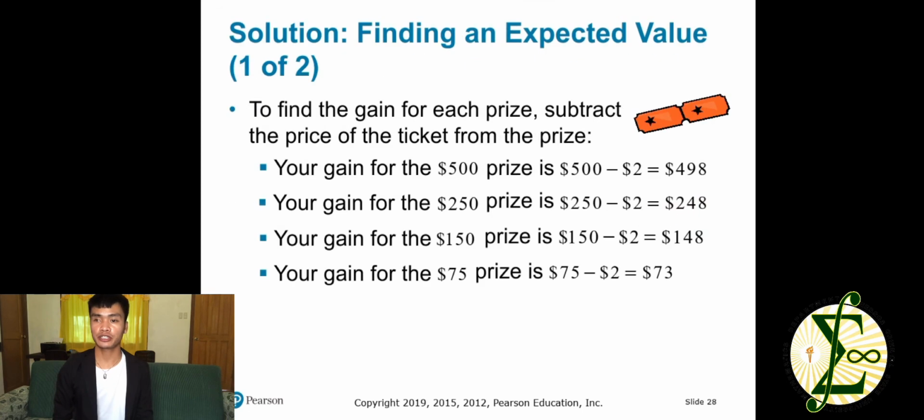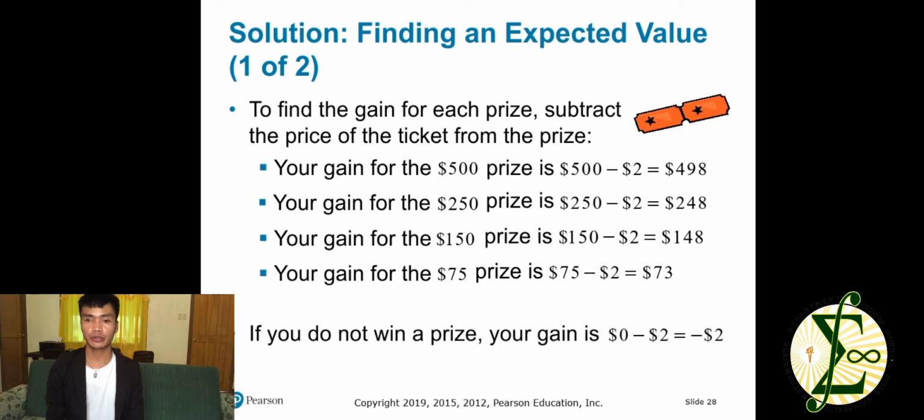To find the gain for each prize, subtract the price of the ticket from the prizes. So we have the prizes of $500, $250, $150, and $75. So each prize will be subtracted with the ticket price. So your gain for the $500 prize is $500 minus $2, which is equal to $498. $250 minus $2 is equal to $248. $150 minus $2 is $148. Then $75 minus $2 is equal to $73. Then if you don't win a prize, you lose negative $2.